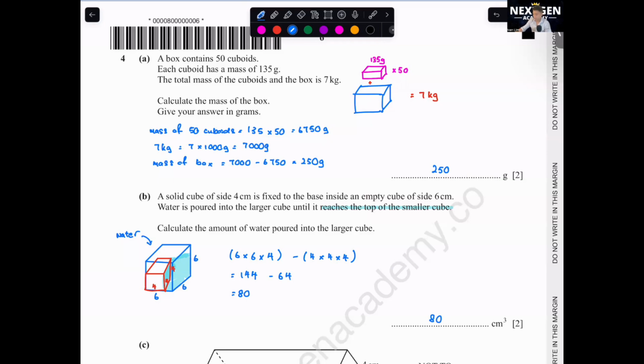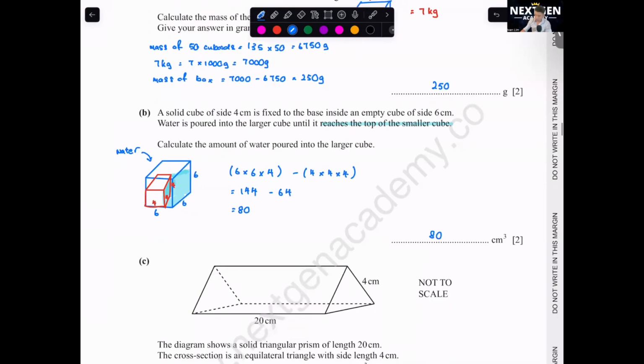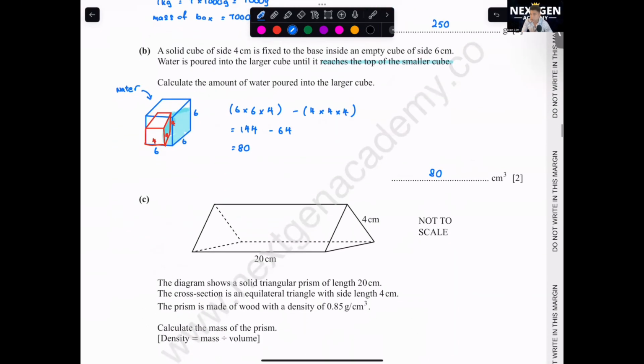Tricky question, right? I see a lot of students get this one wrong. Try to draw it out when you do shapes. Okay, let's see question C.